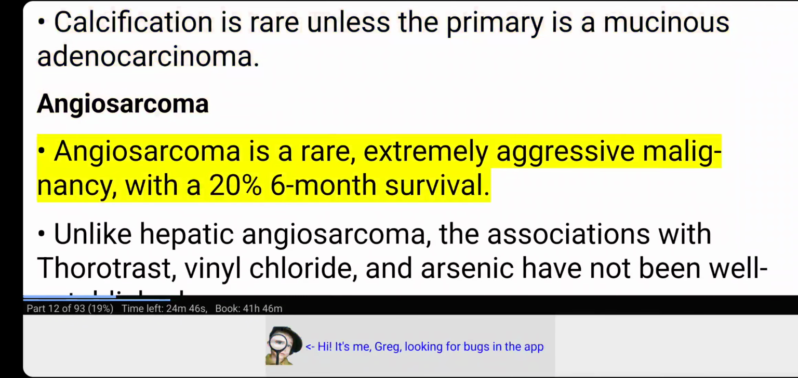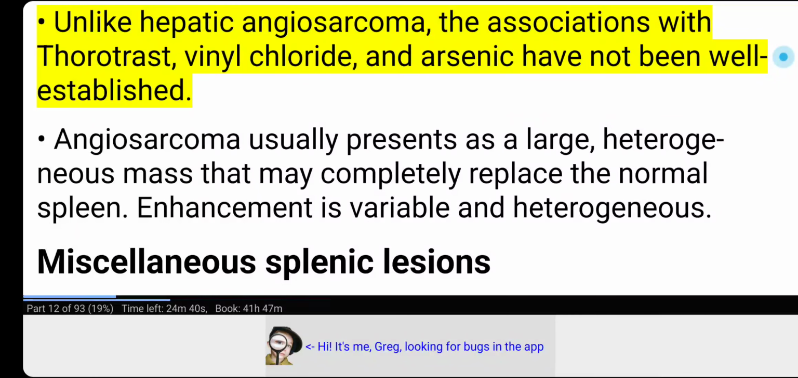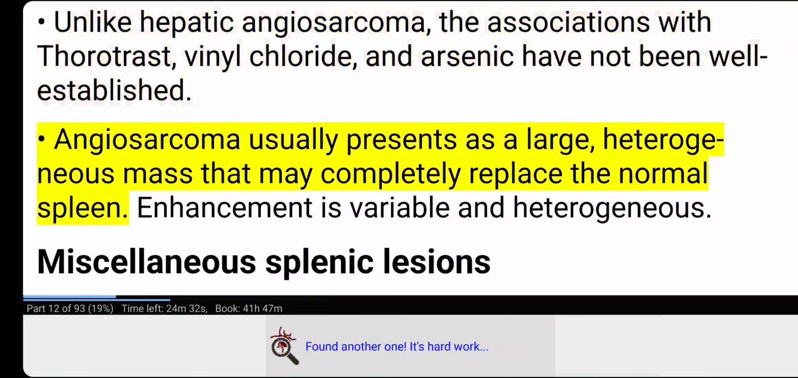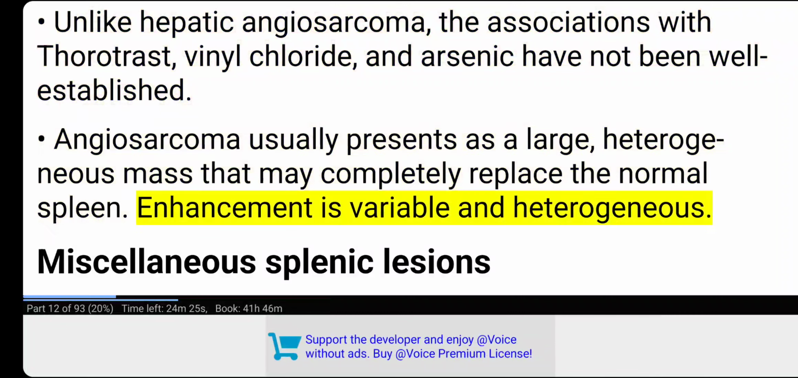Angiosarcoma. Angiosarcoma is a rare, extremely aggressive malignancy, with a 20% 6-month survival. Unlike hepatic angiosarcoma, the associations with thorotrast, vinyl chloride, and arsenic have not been well established. Angiosarcoma usually presents as a large, heterogeneous mass that may completely replace the normal spleen. Enhancement is variable and heterogeneous.